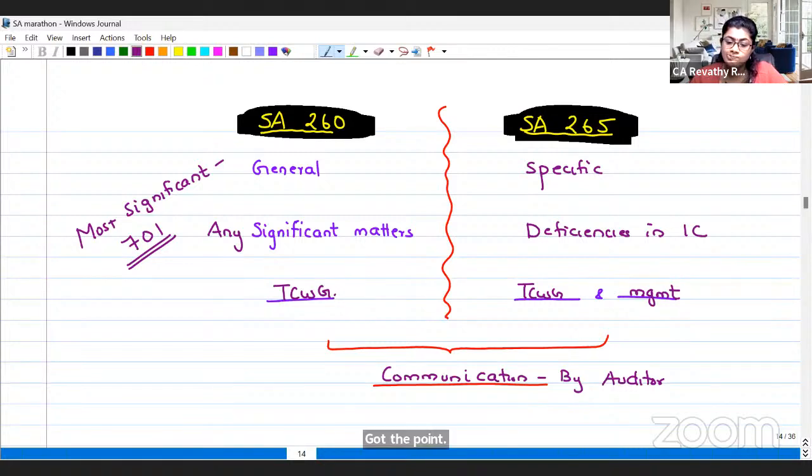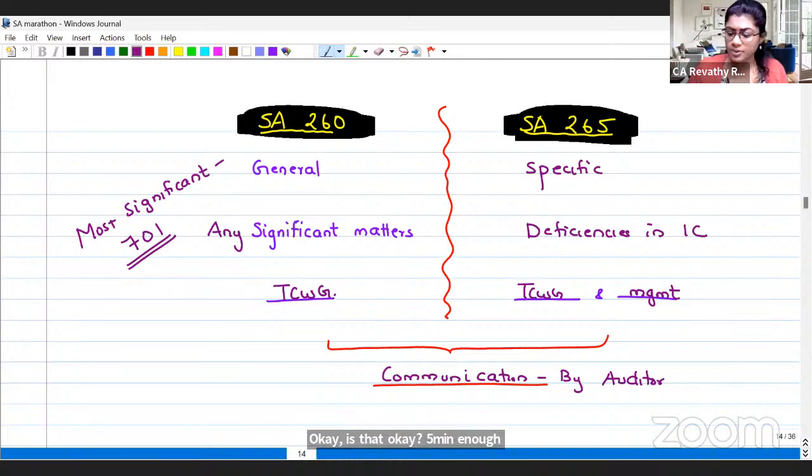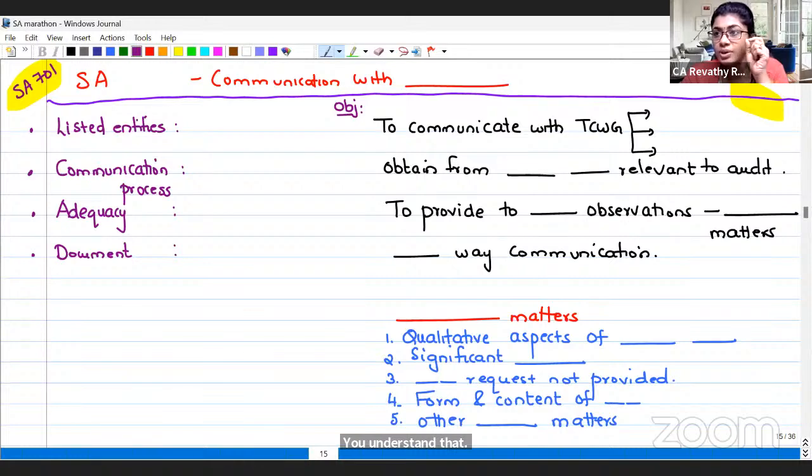Okay. So we will spend 5 minutes for 260 and 5 minutes for 265. Is that okay? 5 minutes enough. If this is clear, can we go to 260? Can we proceed? SA 265 has a link with SA 701. Key audit matters are selected from TCWG communicated matters. Most significant is selected from significant matters, right?